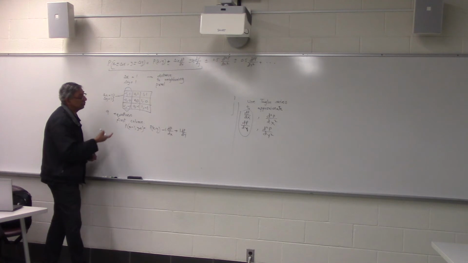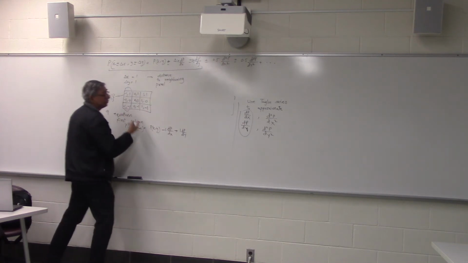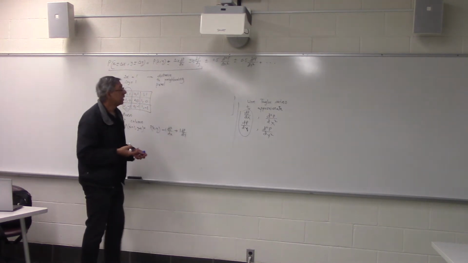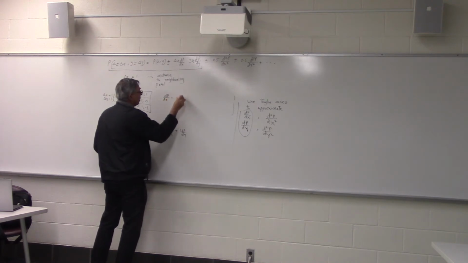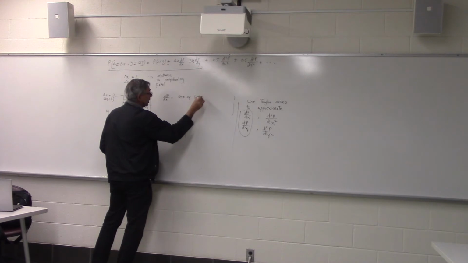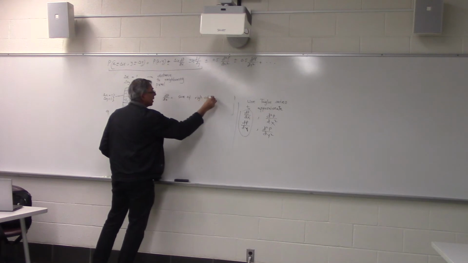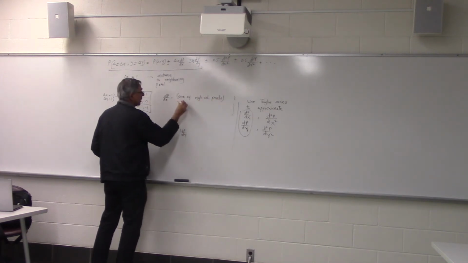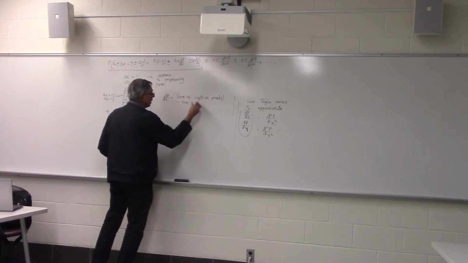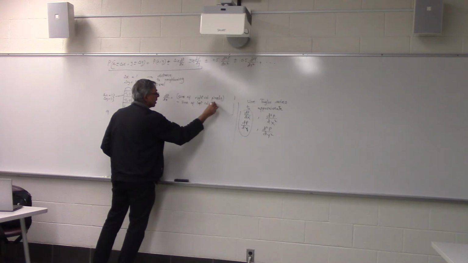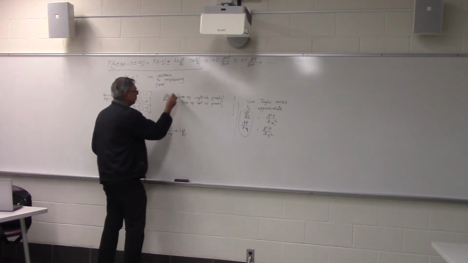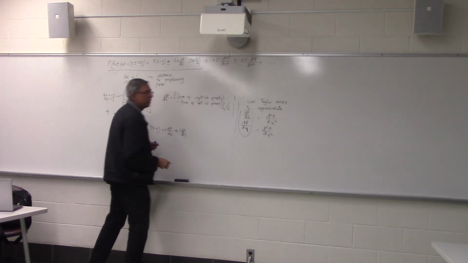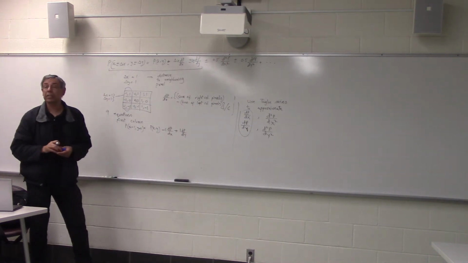Anyway, our final result, if you recall from the last lecture, was, if we were trying to evaluate dp over dx, then dp over dx was basically the sum of right column pixels minus the sum of left column pixels, divided by 6, right? If I remember correctly. And the center pixel did not matter.